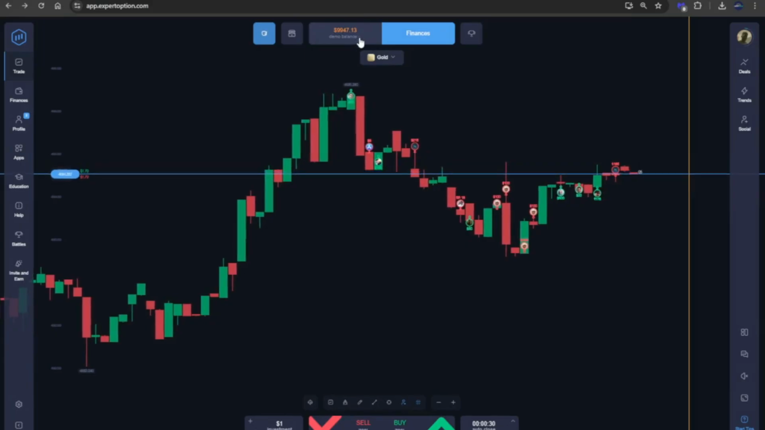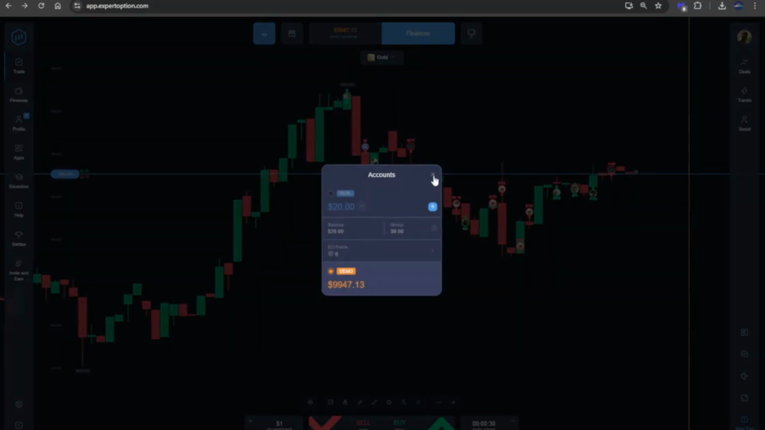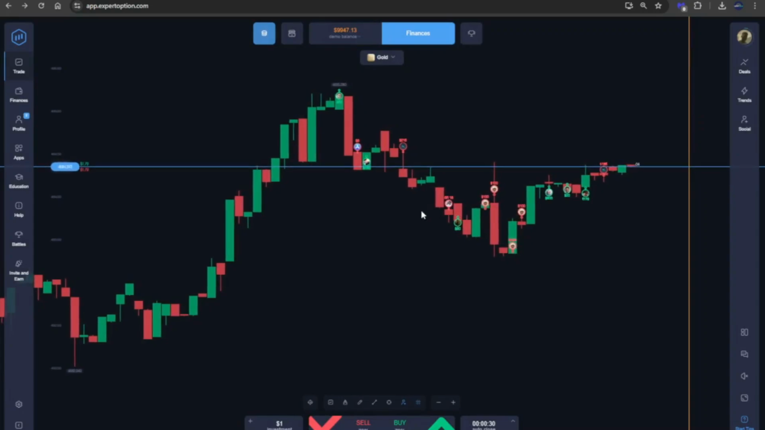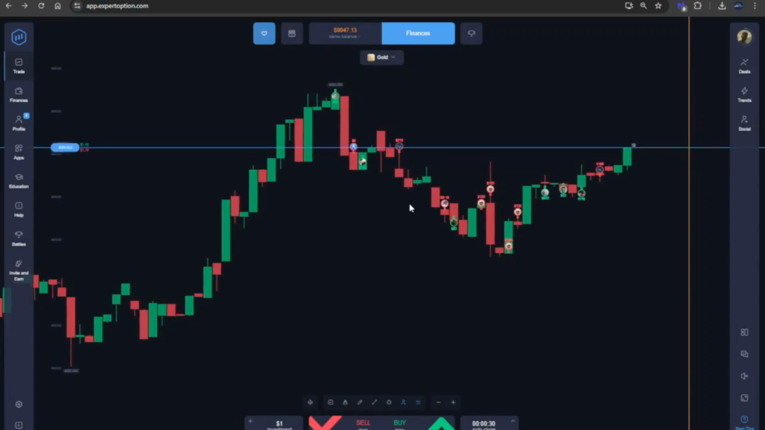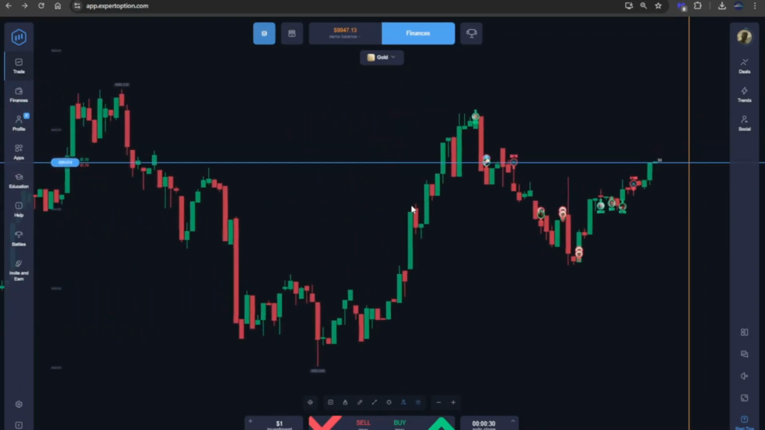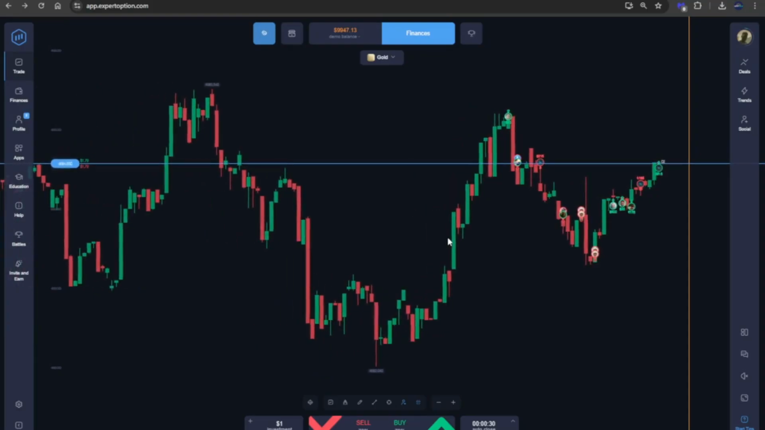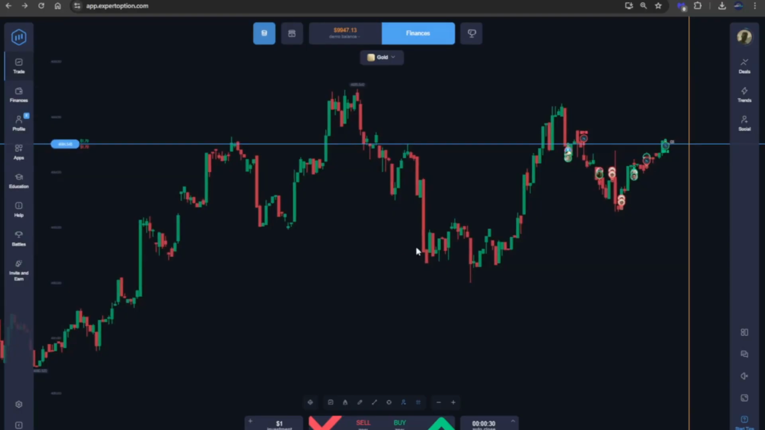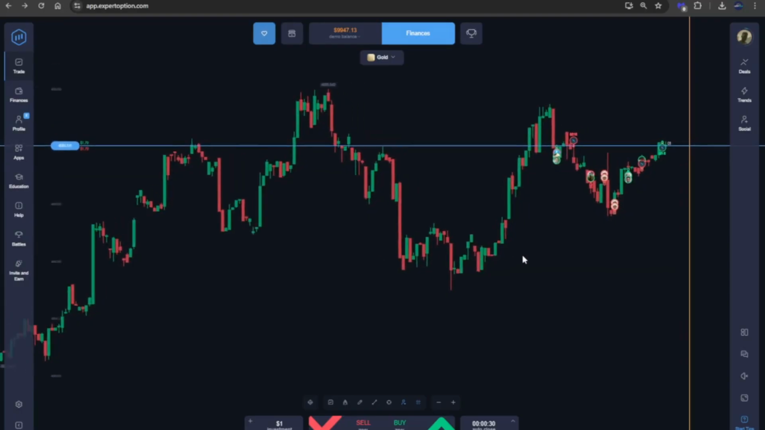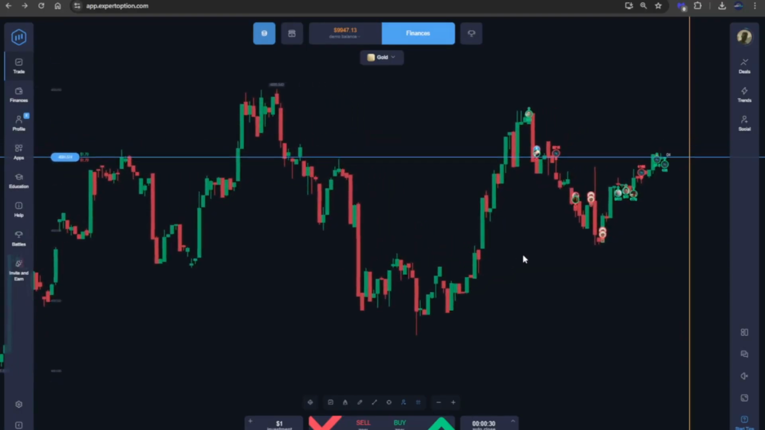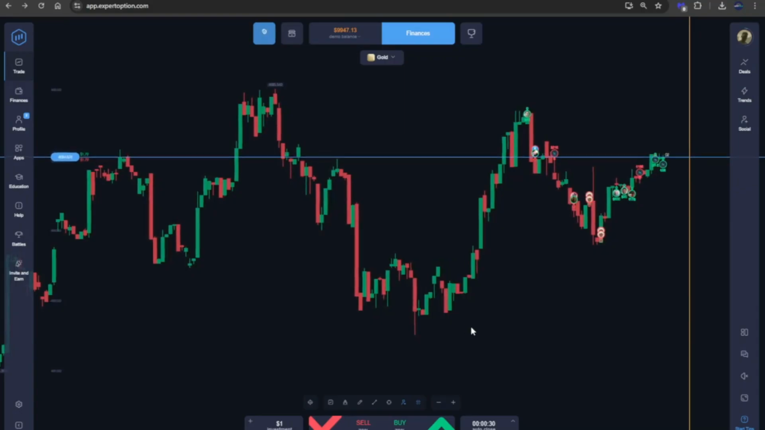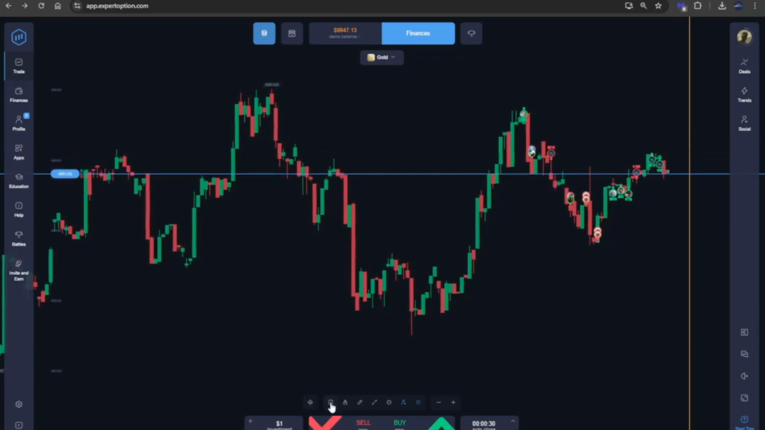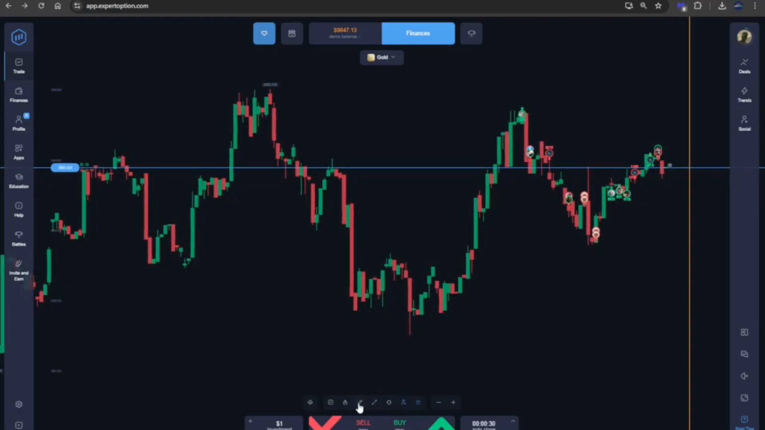So right now this is a demo account. I can switch over to the real one at any time, but let's go ahead and just use the demo for now to get a feel for how the market is right now. I have a few things already set up. I have my candles, so on and so forth. Graph style is okay.